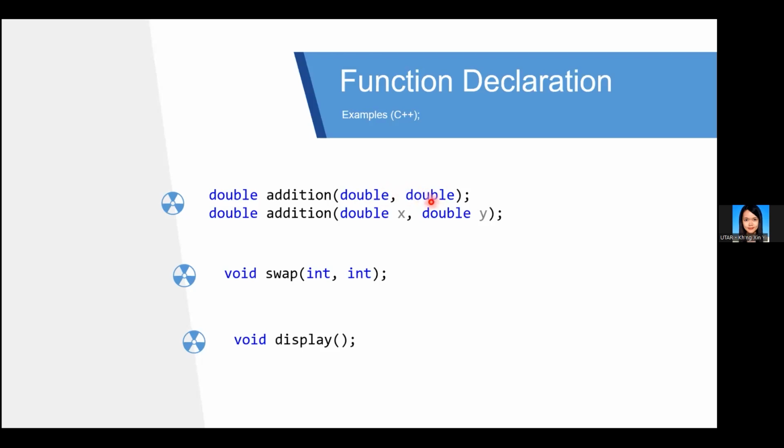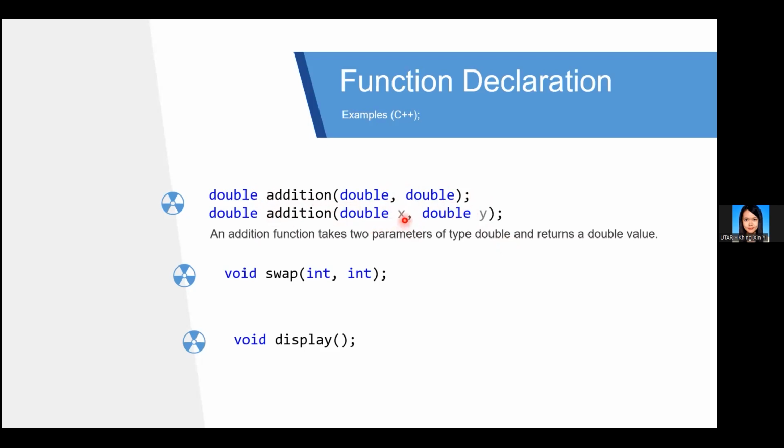Okay, then this is the explanation here, of course. The addition function is going to take two double parameters, and then after it does its job, it will return back a value of double data type. So I have shown you another possible way of declaring the function.